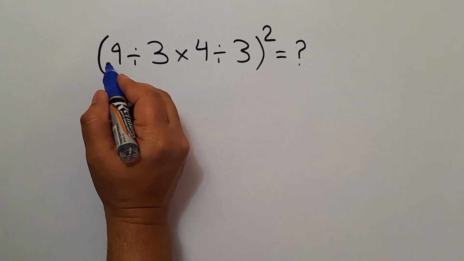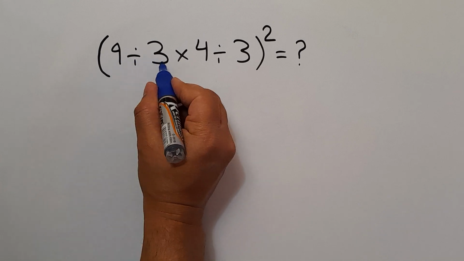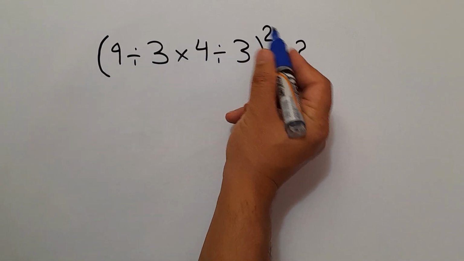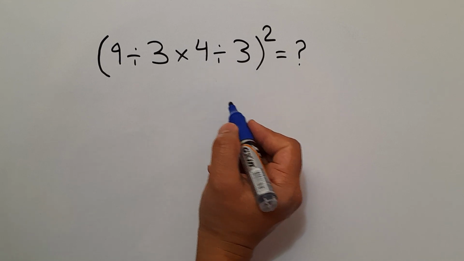In this video we want to calculate this expression, which is (9 ÷ 3 × 4 ÷ 3)². Are you ready to solve? Let's go ahead and get started.